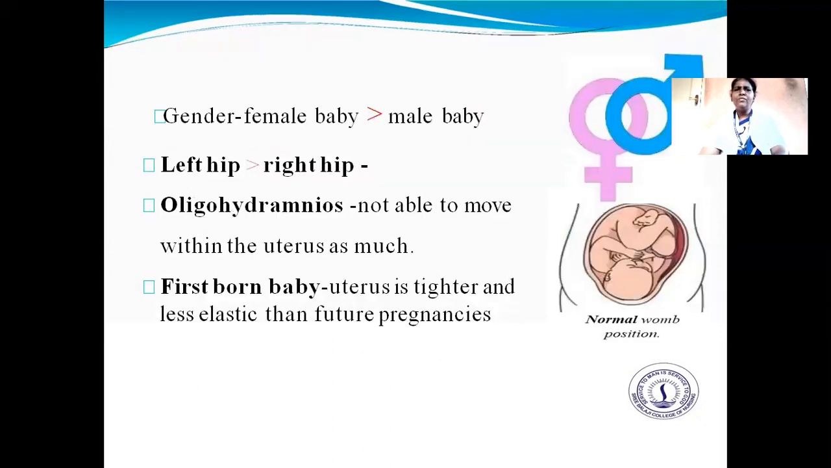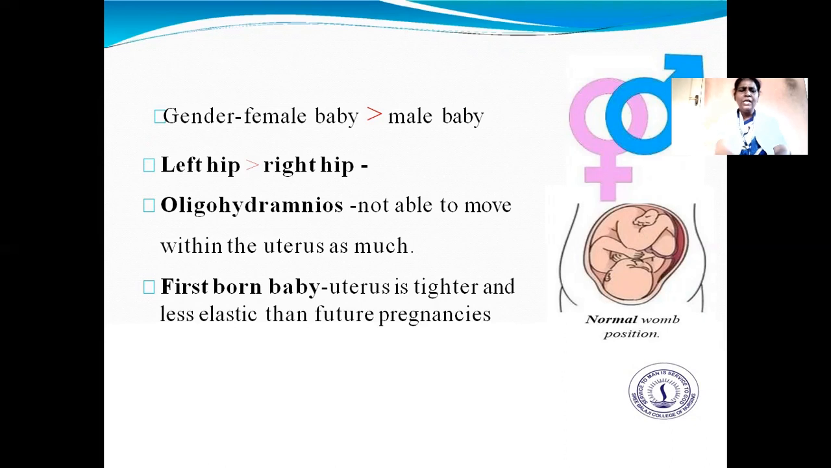Then gender. Female babies will be more affected than male babies. Then the left hip will be affected more than the right hip. Then the next risk factor is oligohydramnios. That is, the baby is not able to move within the uterus as much because of decreased amniotic fluid. Then first born baby. The uterus is tighter and less elastic than in future pregnancies.